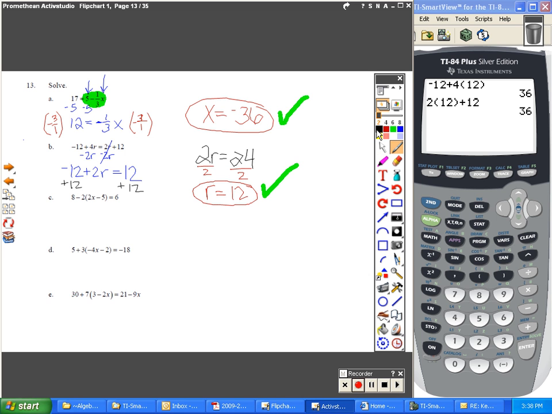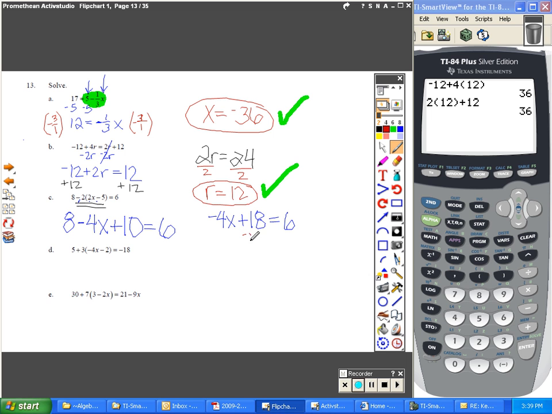Letter C. This is some distributing. And this is actually a little bit tricky because I'm going to distribute that negative 2. Here's what I would get. 8 subtract 4x, because it's negative 2 times positive 2. Then I would actually add 10, because it's negative 2 times a subtract 5. That gives me 6. First thing I'm going to do is combine like terms. I have an 8 and a 10, so I'm going to put those together after the negative 4x to be an 18. And now I'm just going to solve.